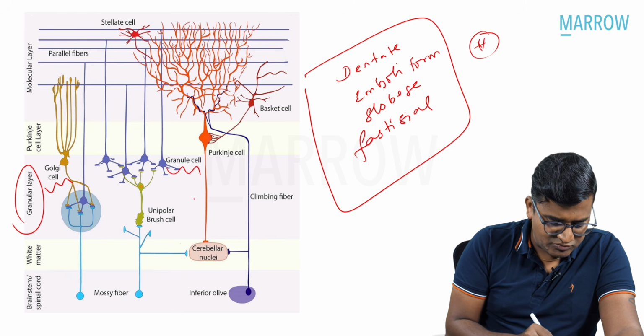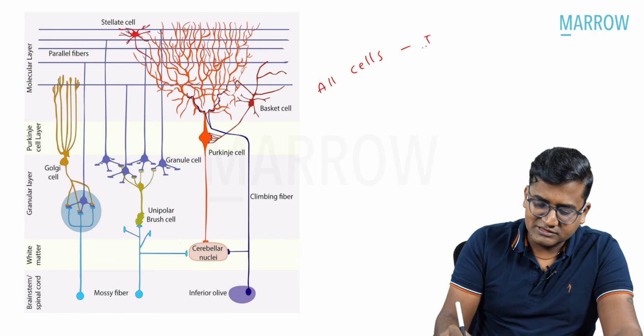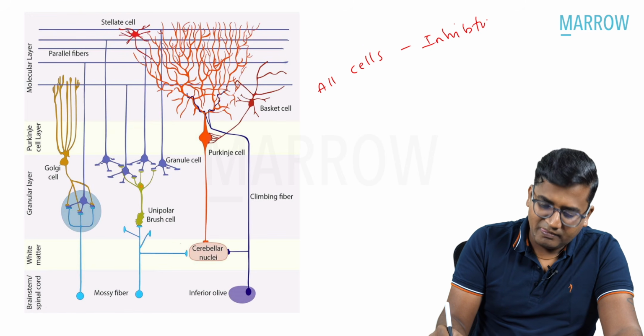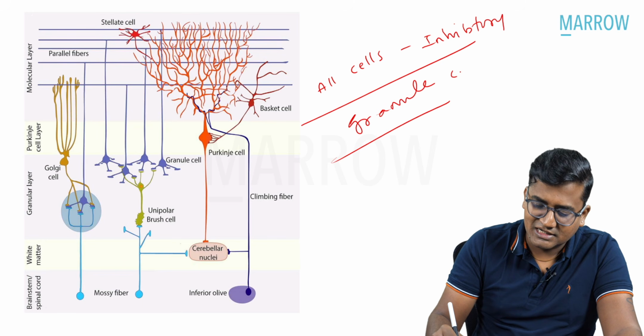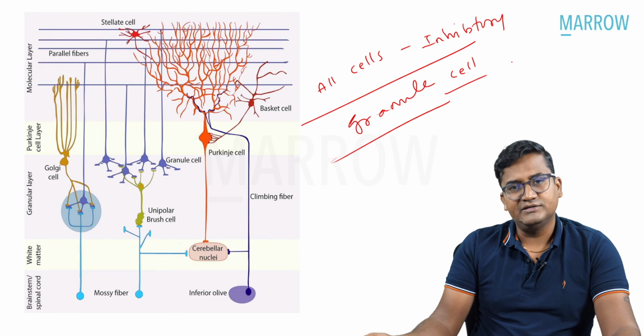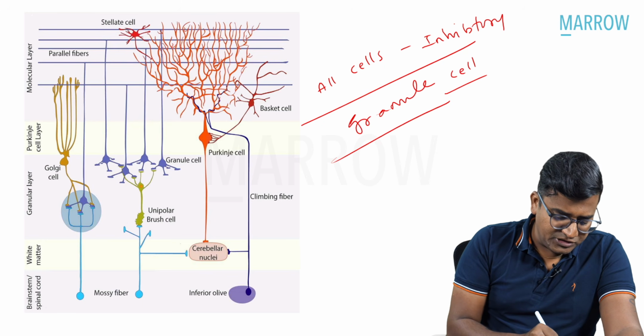Another important question. What is that? All the cells in the cerebellum are inhibitory except which cell? Very good. Our granular cell. So granular cell, it is the only cell which is not inhibitory. Very important point. Okay. Now who is carrying the input to the cerebellum?